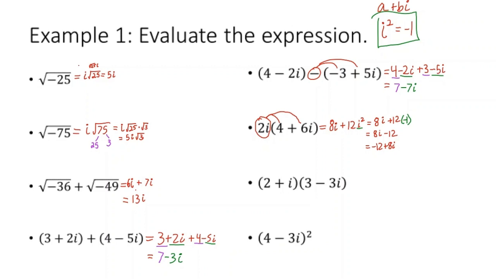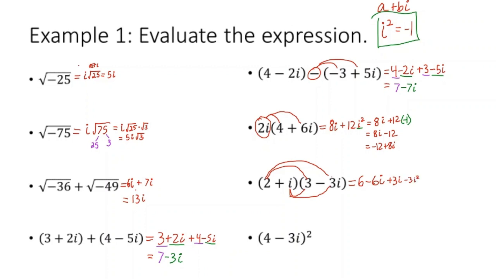We can think of this as multiplying binomials, which means we're going to FOIL. So under foiling, we would do the first. 2 times 3 is 6. Outer, 2 times negative 3i is negative 6i. Inner, i times 3 is 3i. And then last, i times negative 3i is negative 3i squared.